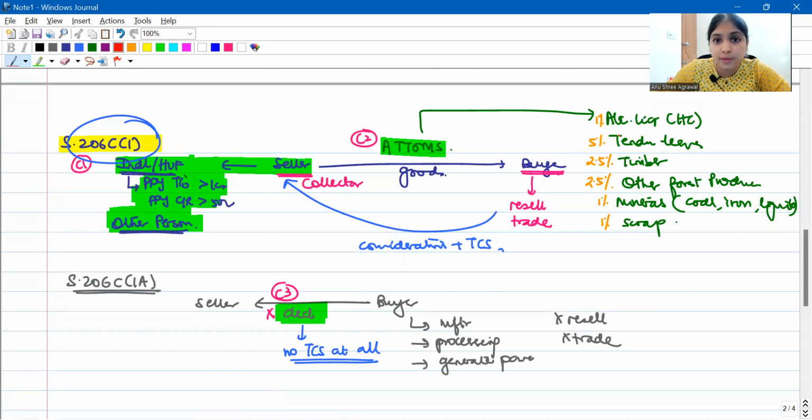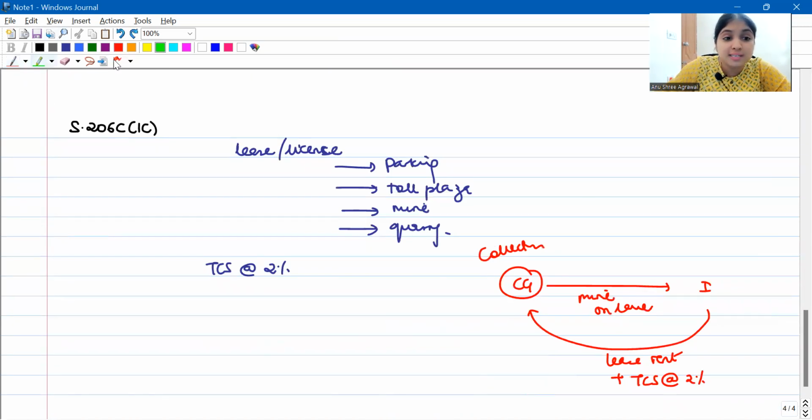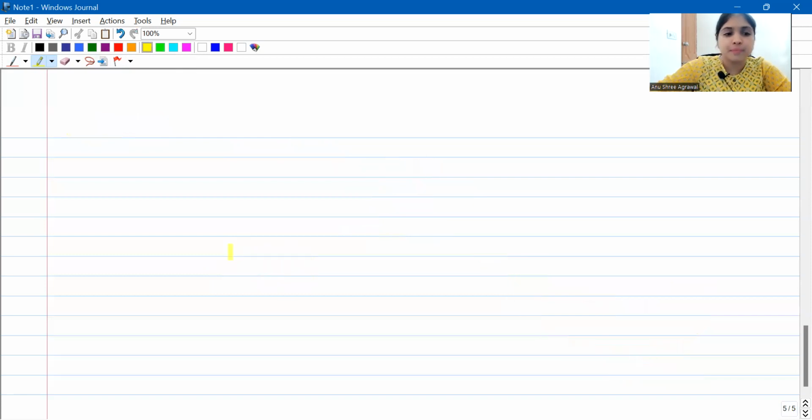Here the rates were: for Tendu leaves 5%, timber 2.5%, other forest produce 2.5%, everything else 1%. 206C 1C, which talks about lease of parking lot, toll plaza, mine and quarry, the TCS rate is 2%. Okay, now listen to my next discussion.